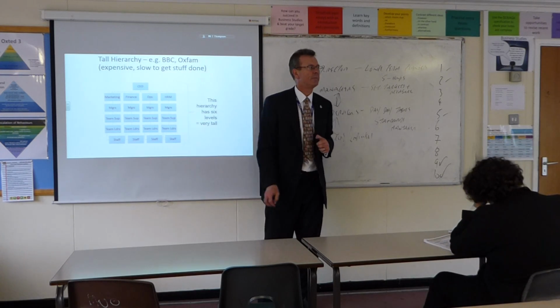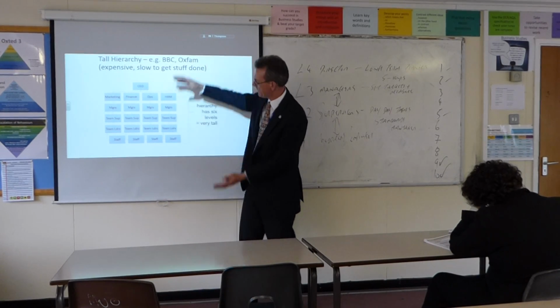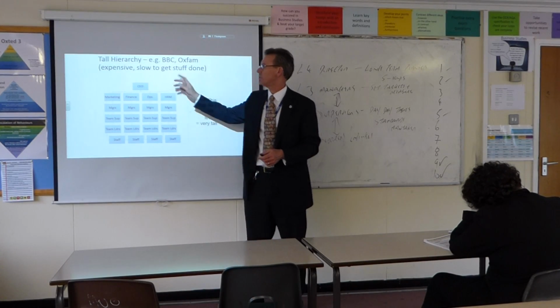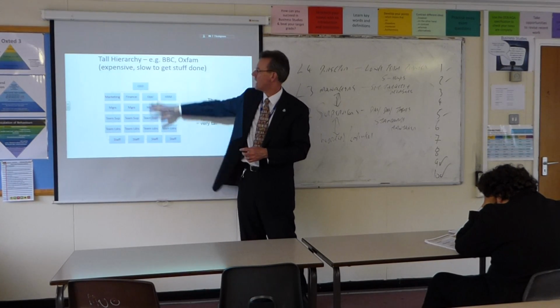What else don't we like about it? Confusing. It could be confusing if you don't know who does what, it could be even longer than that. How many levels has that structure got? 6. 6 levels on that hierarchical structure. So that's called a tall structure.